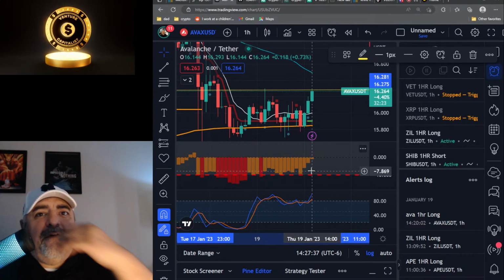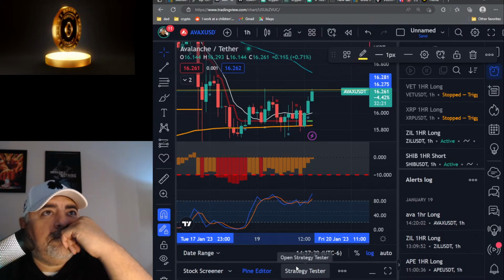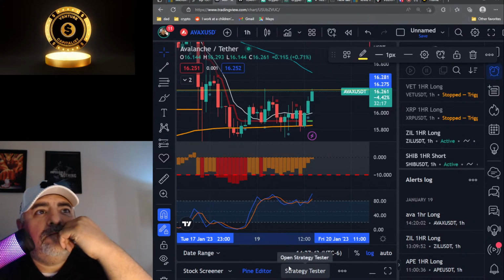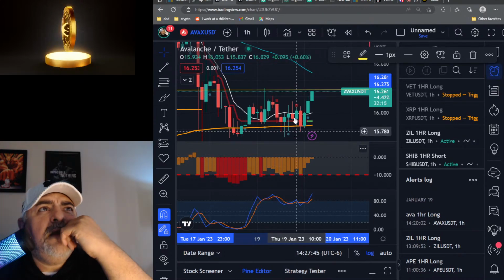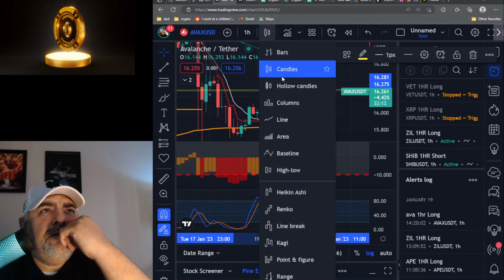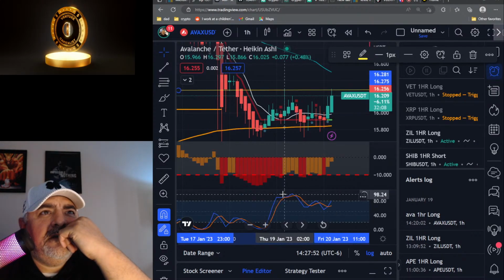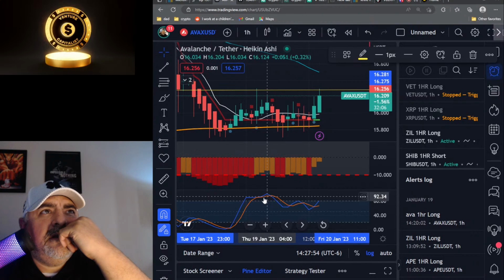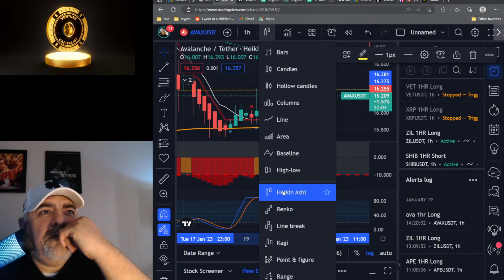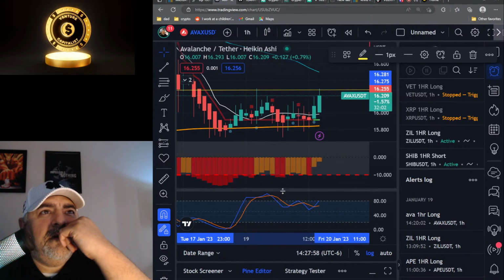But when I take a look at this coin, I want to see a couple things that matter, right? So first of all, wait, one question: your MACD looks a little bit different than my MACD. Is that weird? Go to your candles. Are you on candles or are you on Heikin Ashi? You're doing Heikin Ashi? Yeah. Are you on those? No. Okay, now it looks the same.